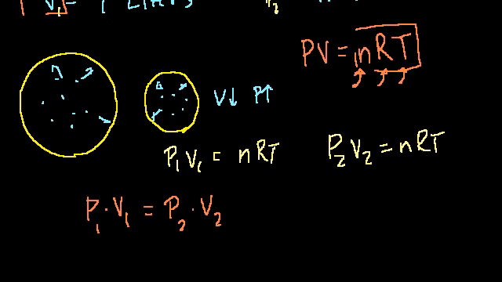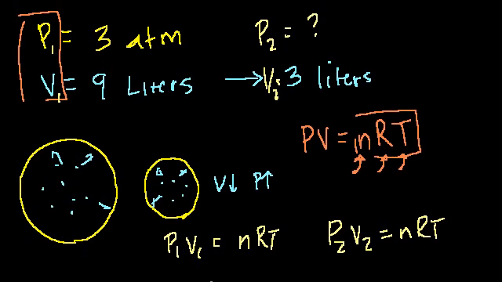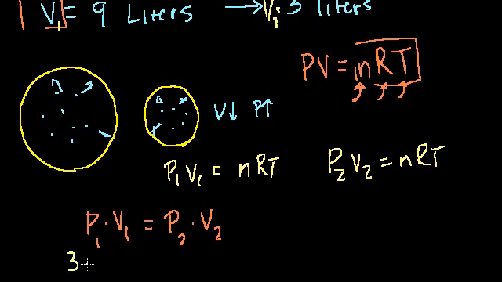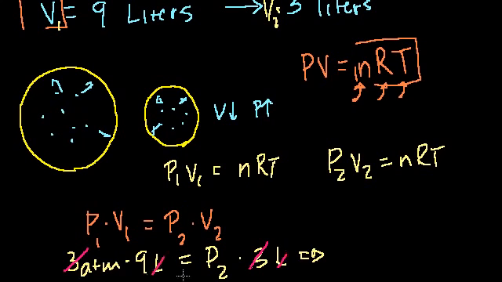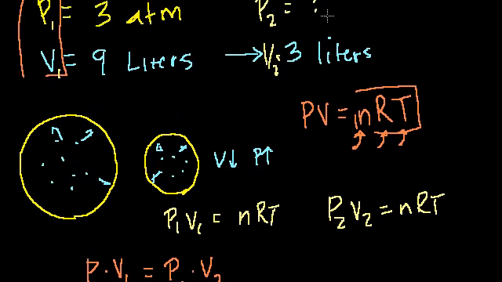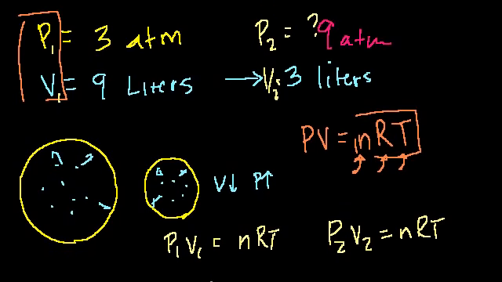So what was P1? Our initial pressure was 3 atmospheres. So we have 3 atmospheres times 9 liters is equal to our new pressure times 3 liters. And if we divide both sides of this equation by 3 liters, the 3 liters cancel out. We're left with 9 atmospheres. And that should make sense. When you make the volume 1/3 of your original volume, your pressure increases by a factor of 3. So this went times 3, and this went times 1/3.